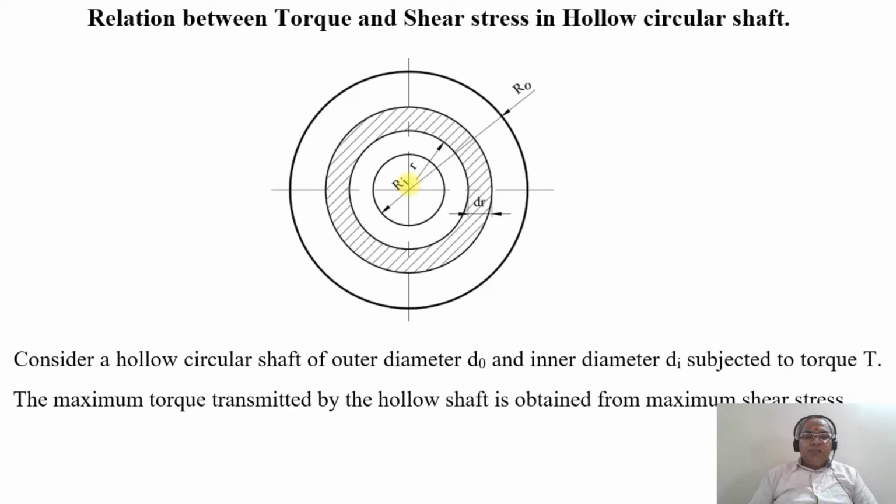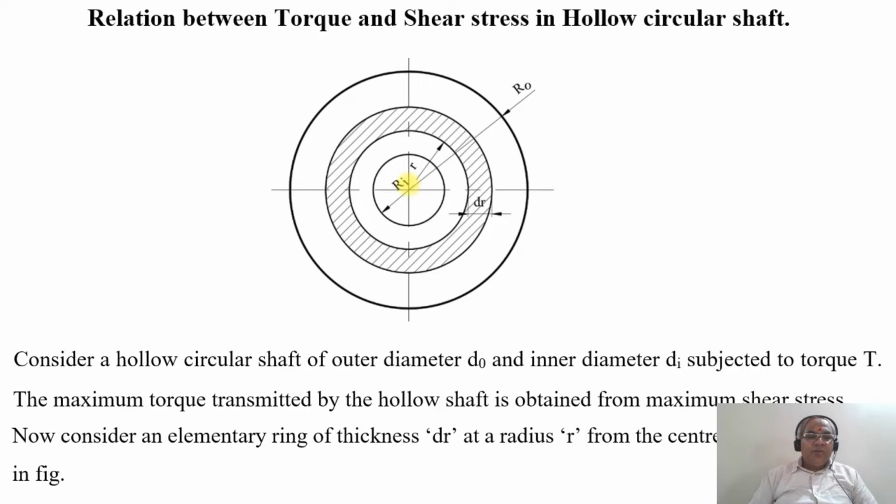The maximum torque transmitted by the hollow shaft is obtained from the maximum shear stress. So now consider an elementary circular ring of radial thickness dr, at a radius of small r from the center of the shaft, as shown in this figure.